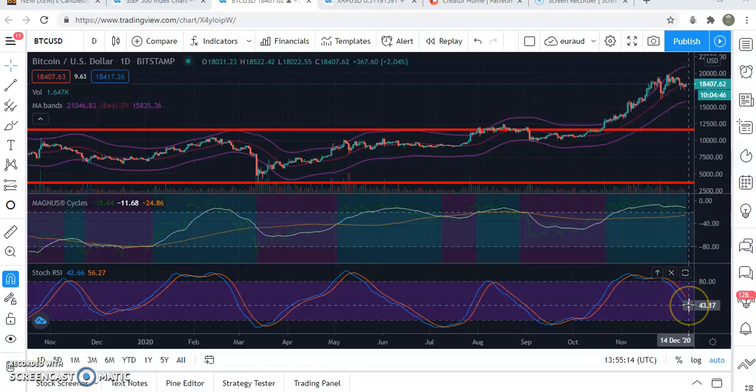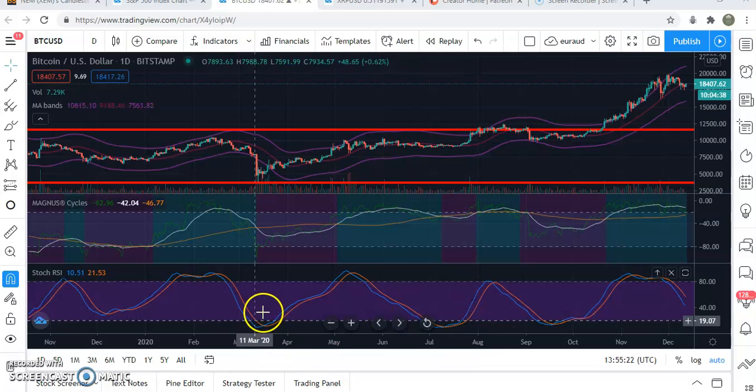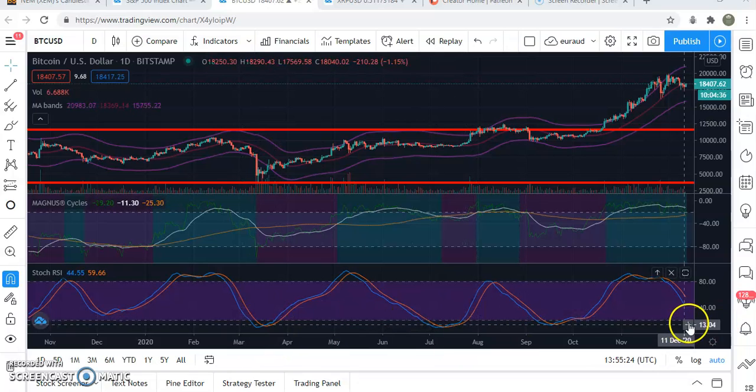And the excitement will come when we will see both the curves again crossing below the lower threshold to then cross above this threshold. So we will be seeing something like that over January 2021.